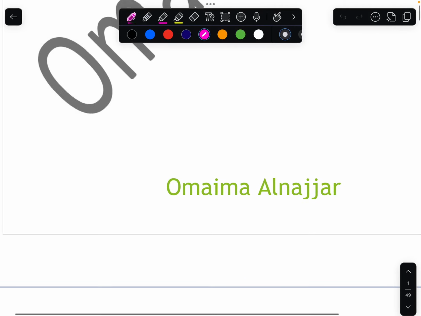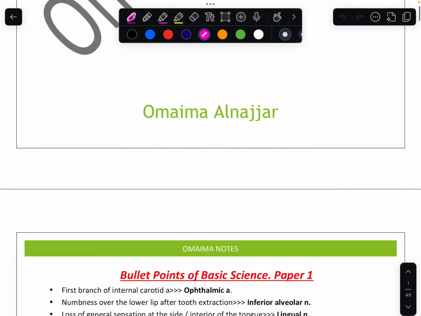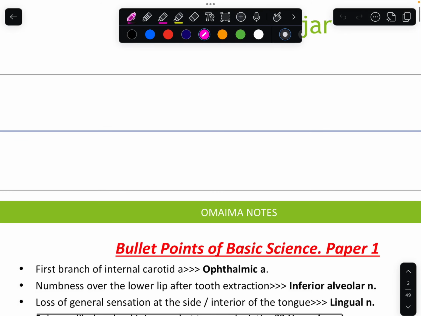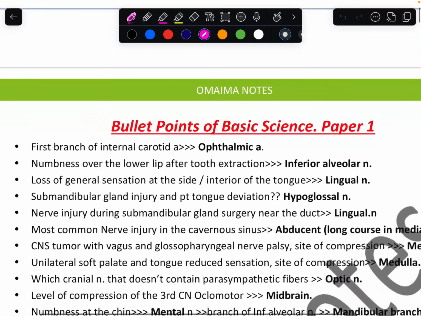So let's go for these bullet points. Very favorable, very favorite. The bullet points, we will try to revise on YouTube so that it will be easy for us. The first branch of internal carotid artery: ophthalmic artery.